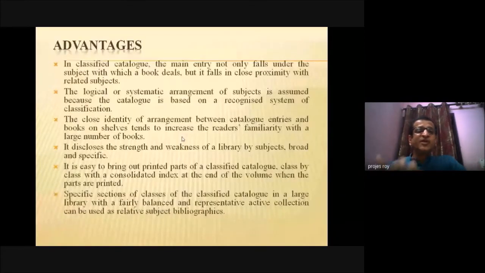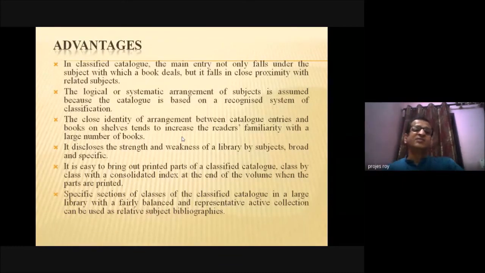Here are the advantages: it's easy to handle, it has a logical and systematic arrangement, it gives a close arrangement between the catalog entries, it discloses the strength and weakness of the library, and it is easy to bring out a printed part of the classified catalog. A specific section of the classes of the classified catalog in a large library with a fairly balanced, representative, active collection can be used as a relative subject bibliography.